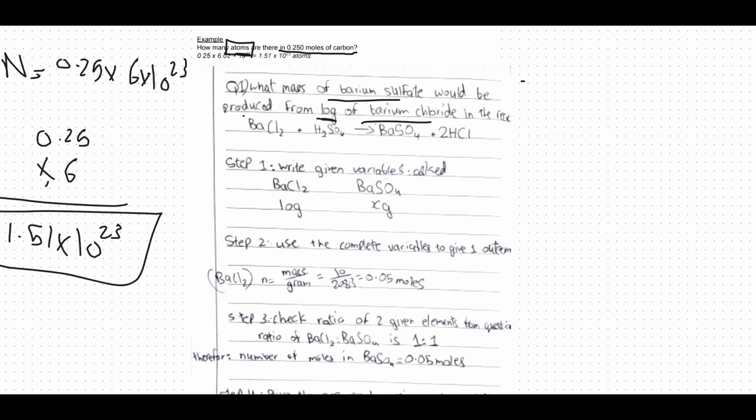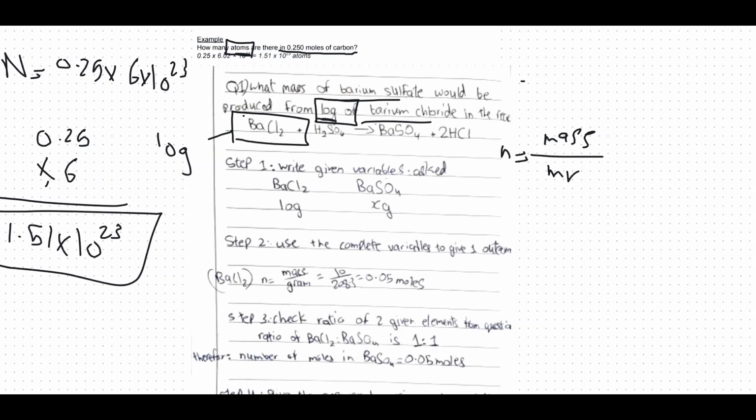And what is the known value here? I know that they said 10 grams of barium chloride. Where is barium chloride? Here it is. Barium chloride is 10 grams. So when I have 10 grams, I have the mass, right, of barium chloride. I can divide this by MR and get the number of moles.